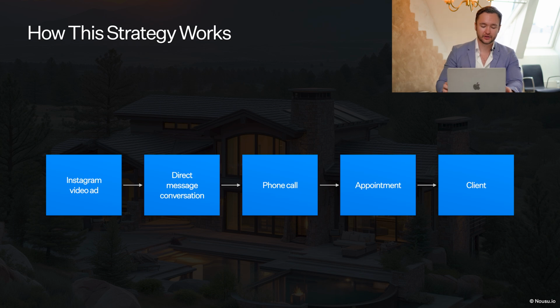So the specific strategy we're going to go over today works like this: when you run a very specific kind of video ad on Instagram, you're going to get direct messages, direct conversations over on Instagram. From these messages, you're going to have a phone call after you qualify these leads. And then after that phone call, you can set an appointment with that lead. As a result of that, we can sign either a buyer's agreement or a listing agreement. And that's how the flow of this works.